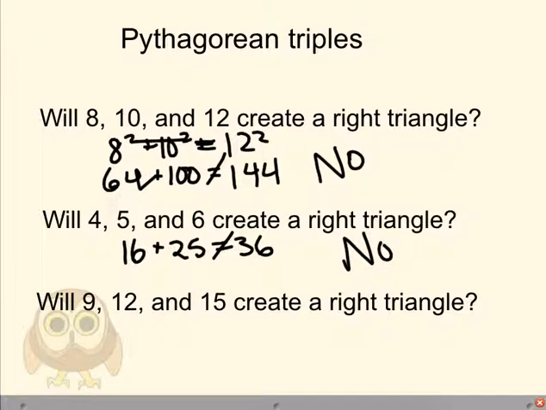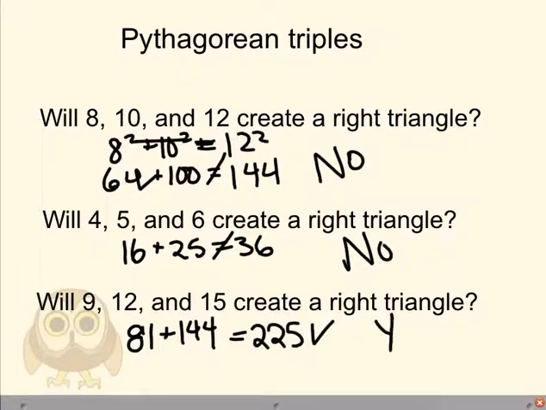So this does not create a right triangle. 9, 12, 15, well, you might know it as a multiple of our 3, 4, 5 triangle, but we plug it in, we say 81 plus 144. Does that give me 225? Yes, it does. So yes, this is a right triangle. So 9, 12, 15 is a Pythagorean triple because it's whole numbers.